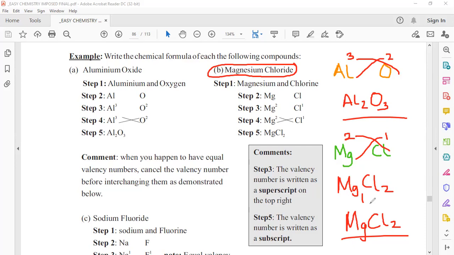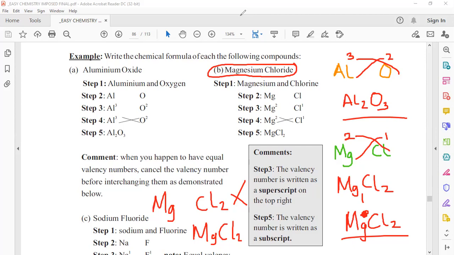Then when you write the chemical compound, don't leave space in between. Do not leave space in between. I have seen where some people write magnesium, then they leave space and say chloride. So this is wrong. It becomes MgCl2, magnesium chloride, like that. So those are some of the basic things that we need to pay attention to.